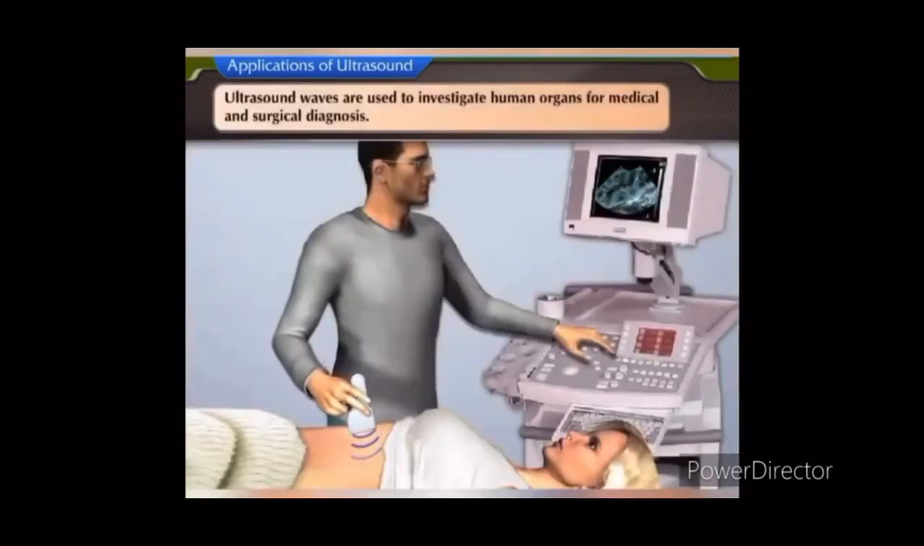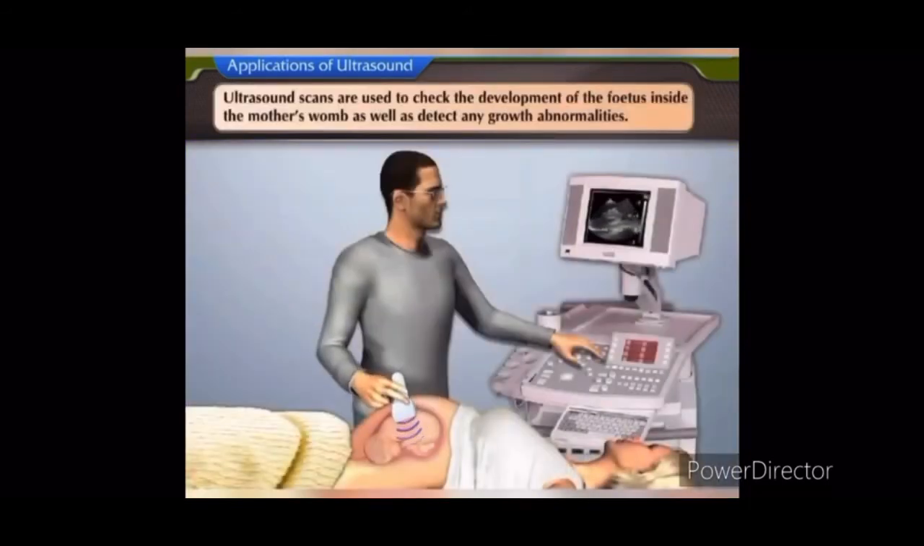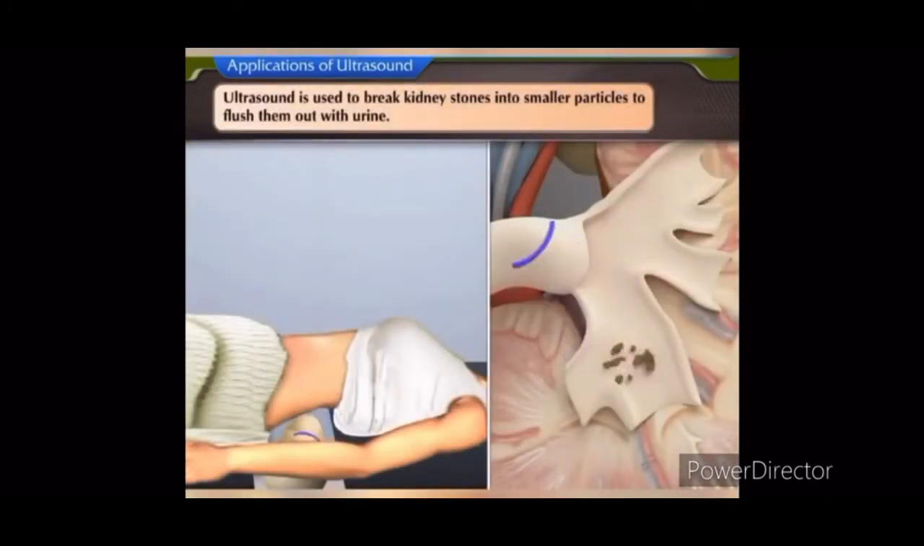Ultrasound waves are used to investigate human organs for medical and surgical diagnosis. Ultrasound scans are also used to check the development of the fetus inside the mother's womb as well as detect any growth abnormalities. It is found to be safer than X-rays. Ultrasound is used to break kidney stones into smaller particles to flush them out with urine.